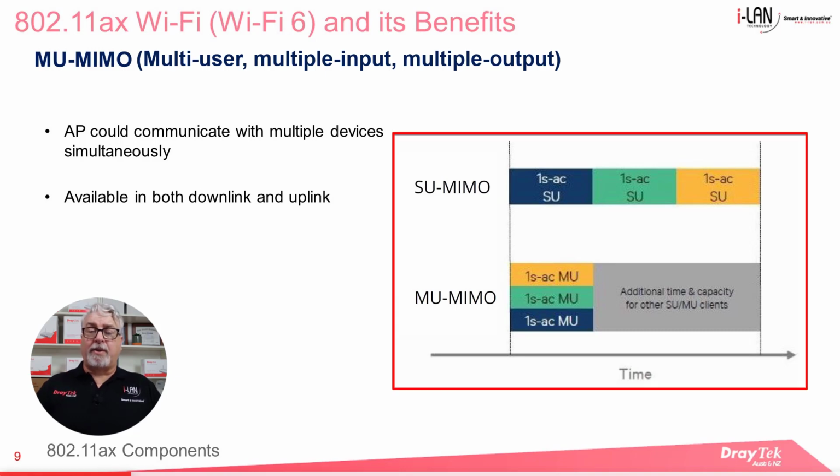When we compare this to SU-MIMO, that's single-user MIMO, we can see that only a single wireless device can communicate with the access point, so each data stream is handled sequentially, reducing capacity for Wi-Fi clients. As the number of wireless clients increases, users need to wait longer for their turn, which causes more packet loss, laggy video, and buffering.